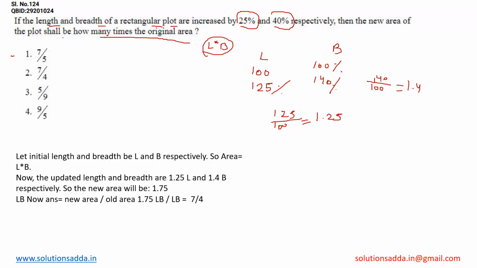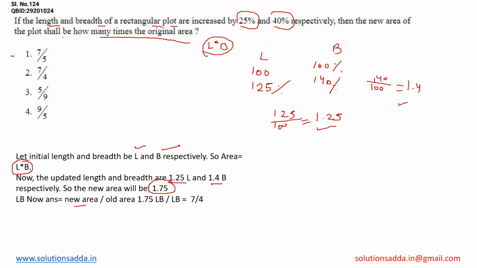So how would the new area become? Let the initial length and breadth be respectively, so area would be length into breadth. Now the updated length and breadth would be 1.25 and 1.4. Here we have calculated that. Now what would be the new area? New area will become 1.75.